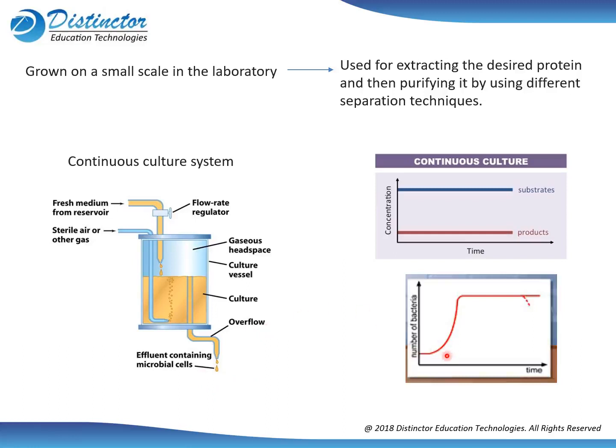In the continuous culture system, the growth curve of the microbes always remains in a stationary phase. Stationary phase means they remain continuously in a growing stage. In that stage we can take the microbes out, or we can take the products.